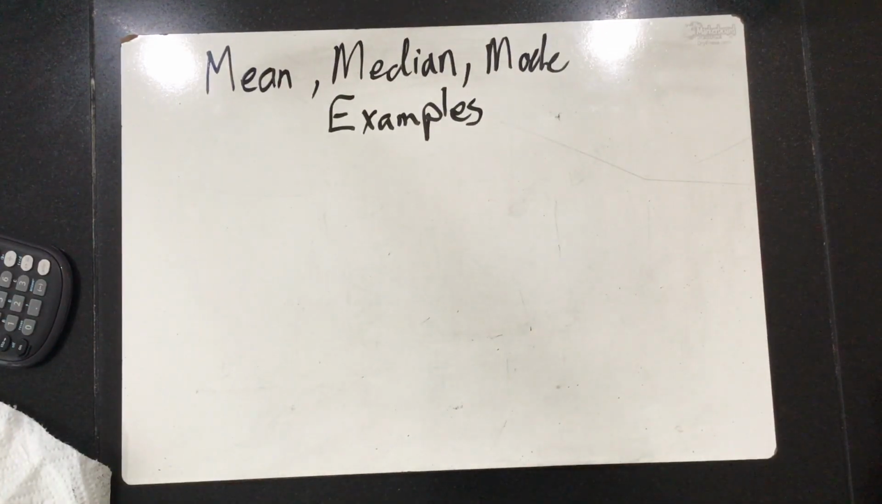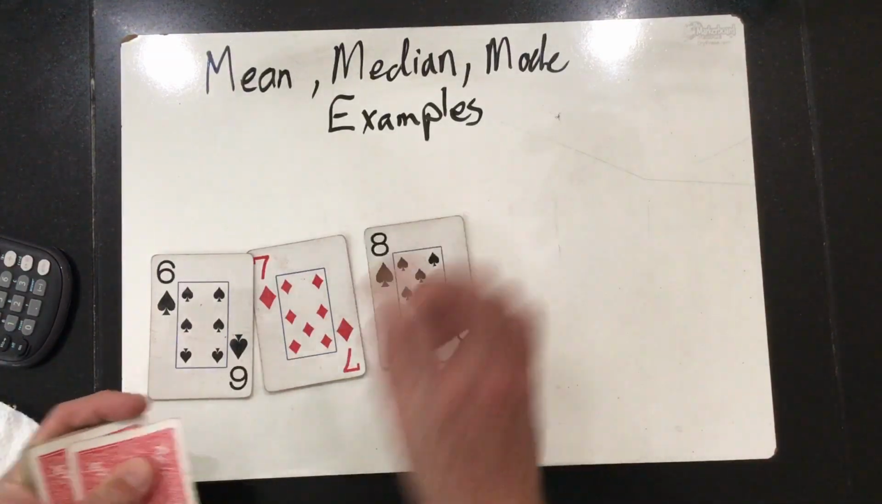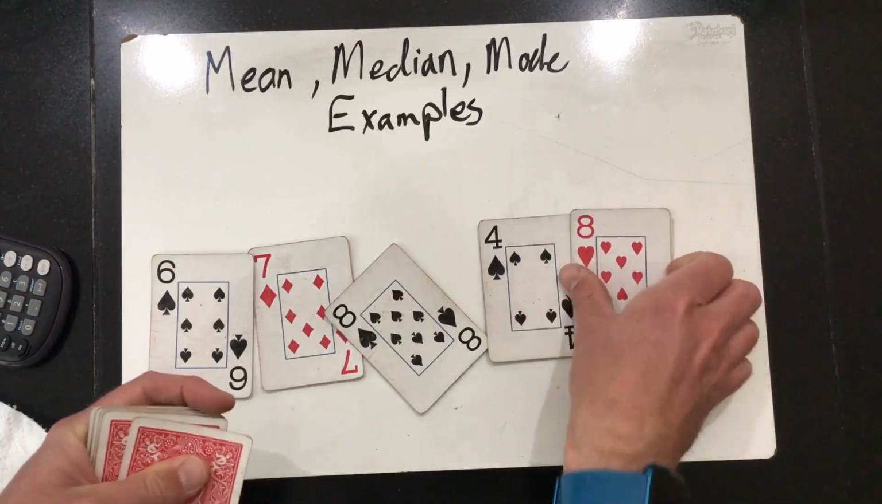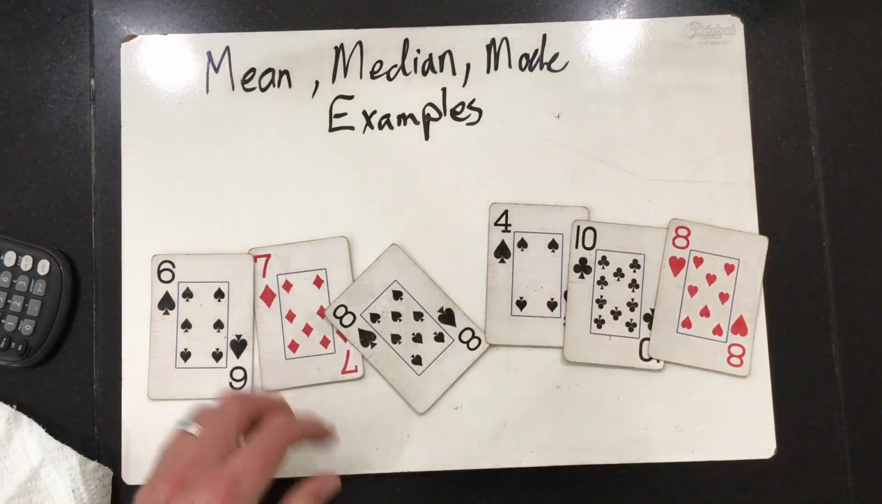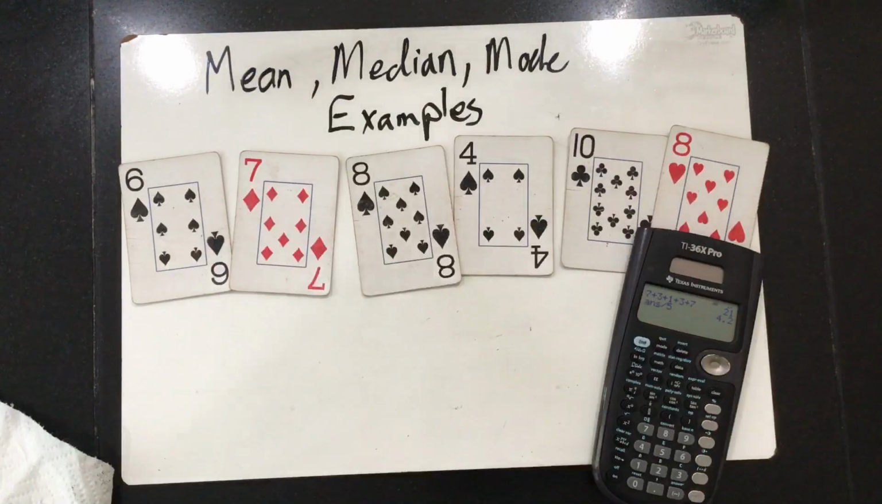Okay, so let's get a couple more numbers. This time, let's mix things up and go with 6. So 6, 7, 8, 4, 8, and 10. Ooh, so we got big numbers here. It's going to be fun to work with. That's why I'm using a calculator here so that we don't make any silly mistakes.